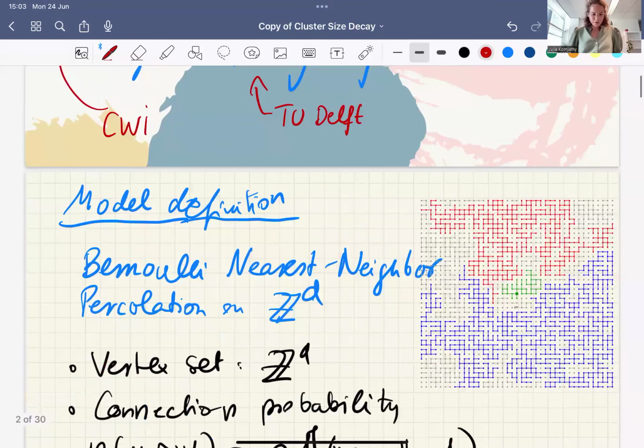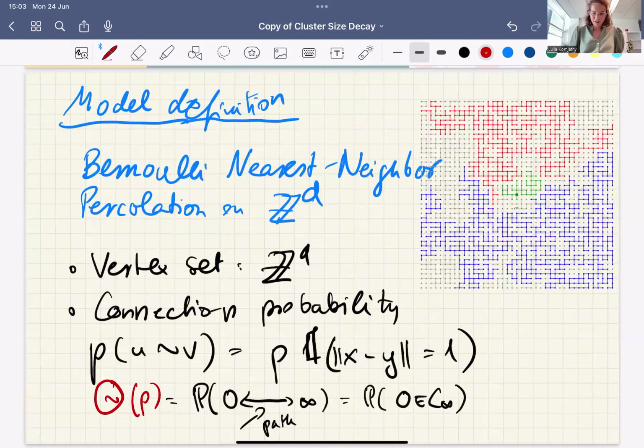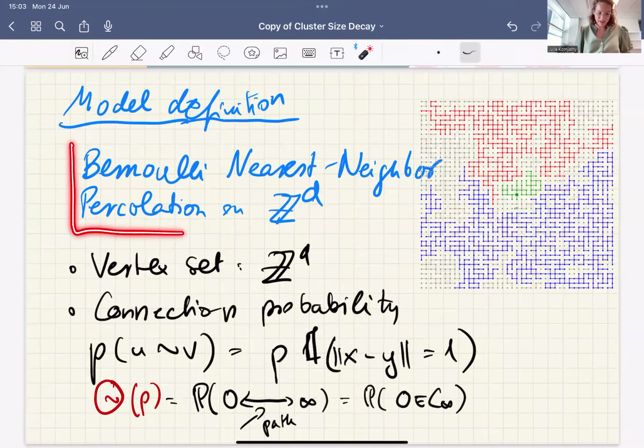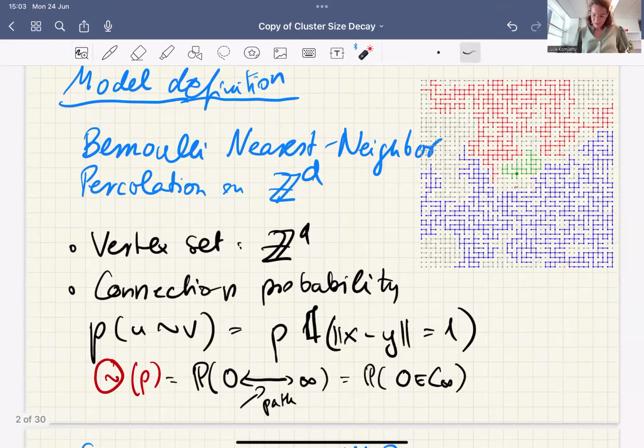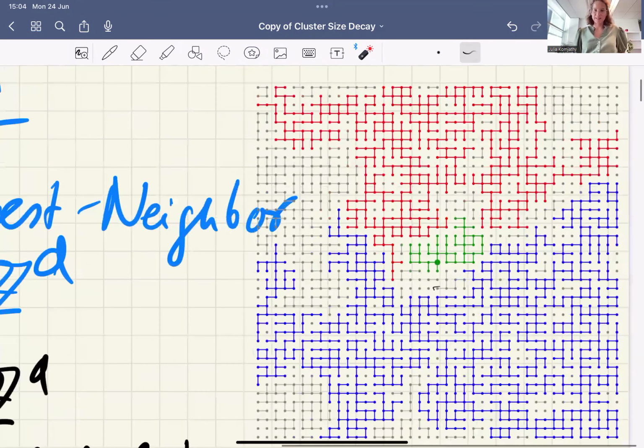So hopefully many of you have heard of Bernoulli nearest neighbor bond percolation on the integer lattice Z^d. This is a model that was introduced very long ago, 1969, I think. You take the vertices of Z^d as your vertex set, and then you connect every nearest neighbor pair with probability p. You only connect them if they are nearest neighbors. So you get a graph that looks like this.